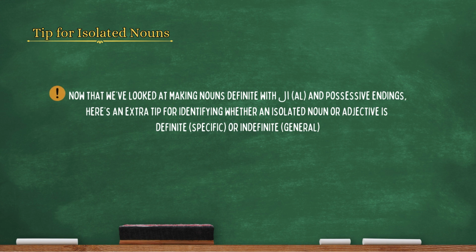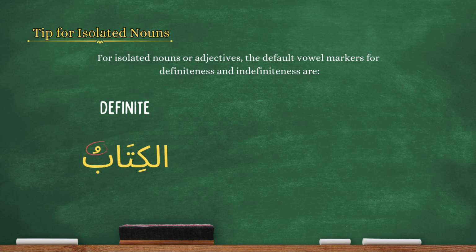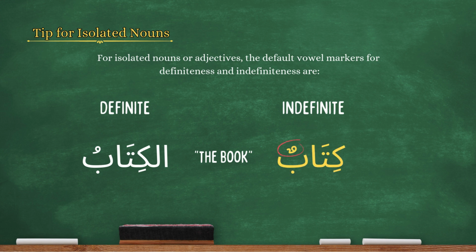Now that we've looked at making nouns definite with al and possessive endings, here is an extra tip for identifying whether an isolated noun or adjective is definite, specific, or indefinite, general. For isolated nouns or adjectives, the default vowel markers for definiteness and indefiniteness are: for definite, using damme at the end, as in al-kitabu, meaning the book.